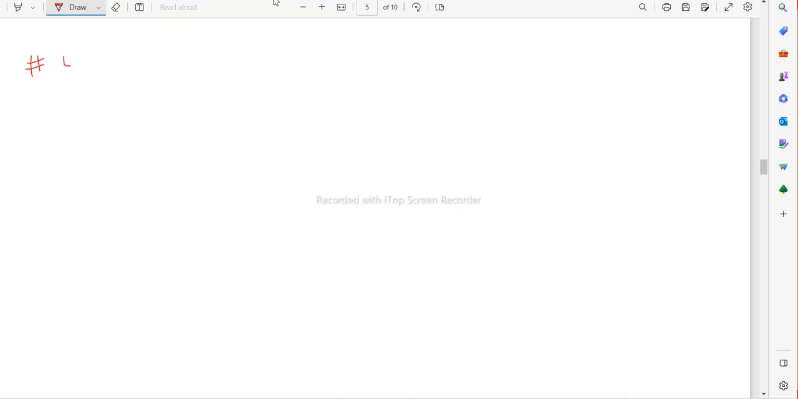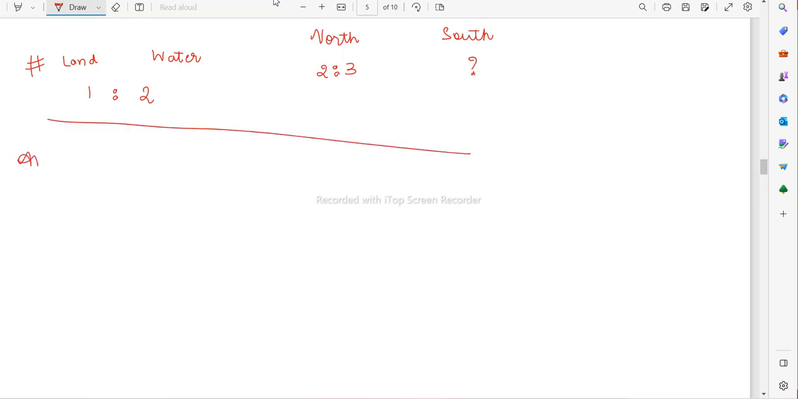So there is a ratio of land and water on earth. 1 ratio 2 is the ratio of land and water on earth. Now in the northern hemisphere, in the north, the ratio of land and water is 2 ratio 3, whereas in the south the ratio of land and water is what you have to find. So how do you do this?